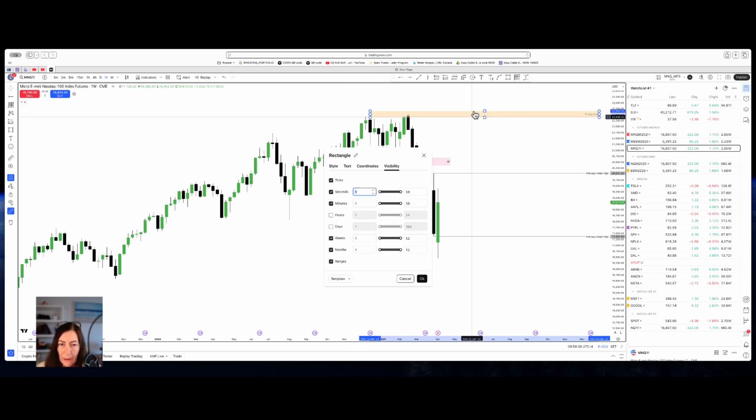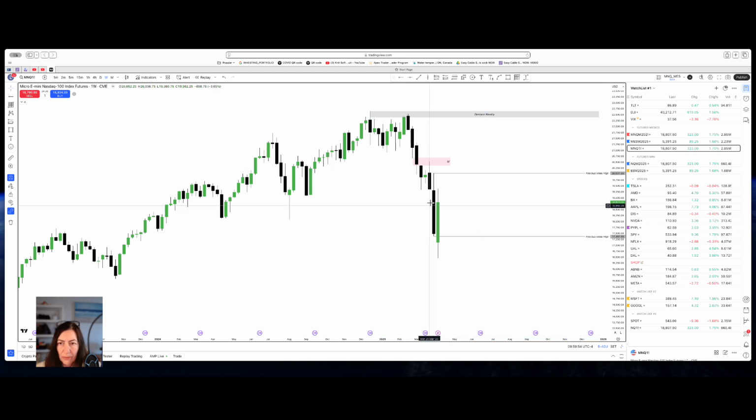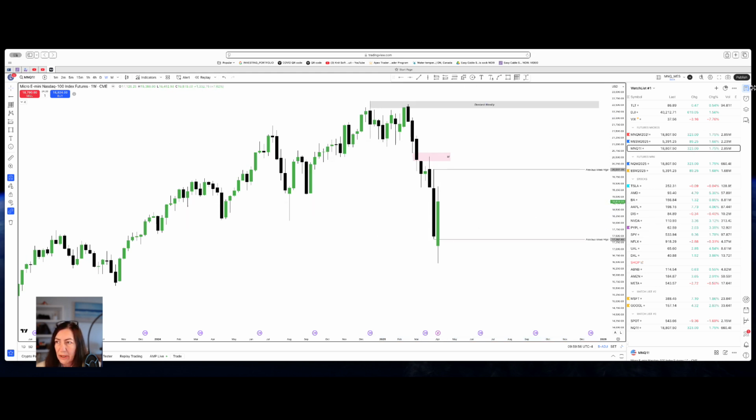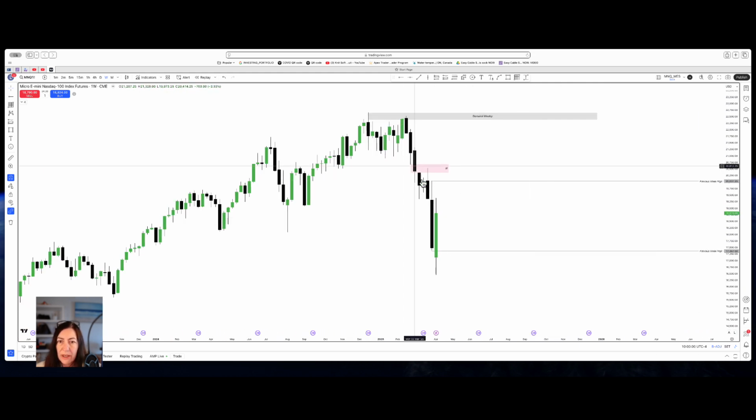Let's see here. And I'm just going to call this my demand area on the weekly. Make this as big as I can make it for you guys. So that's my demand area. This here is our working range, so it's our swing high to our swing low. So this leg here is our working leg.